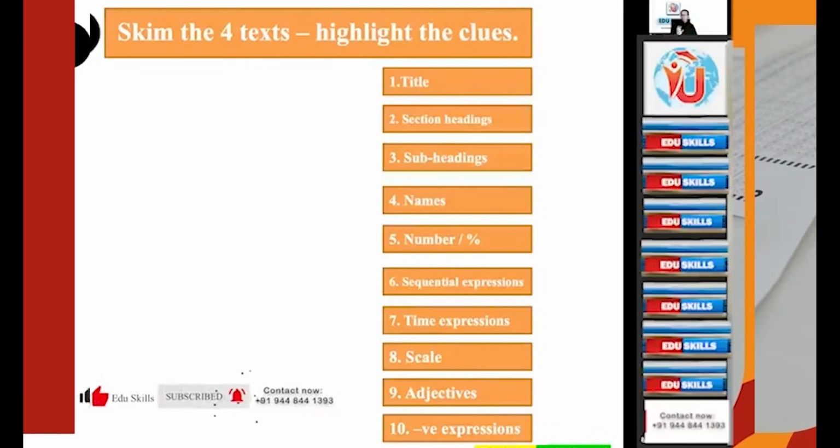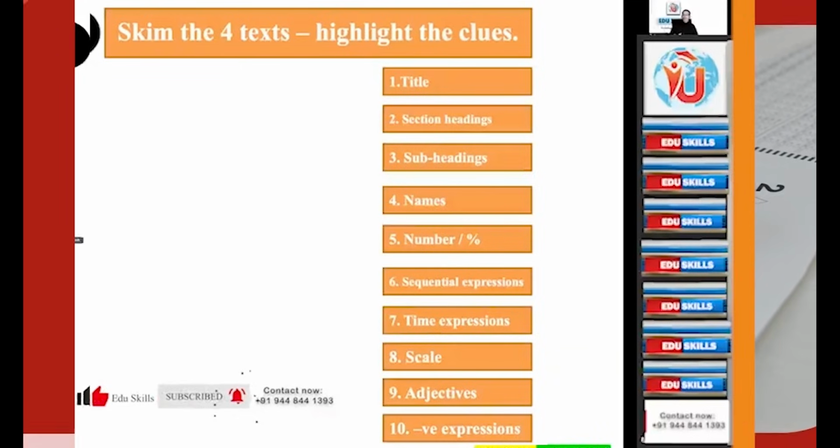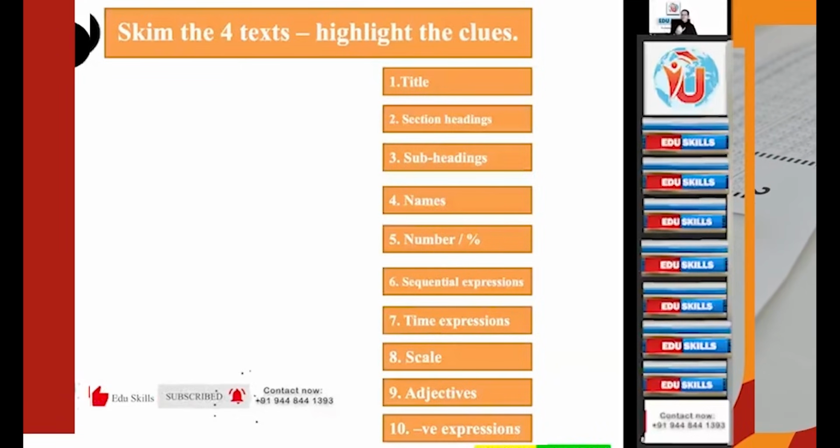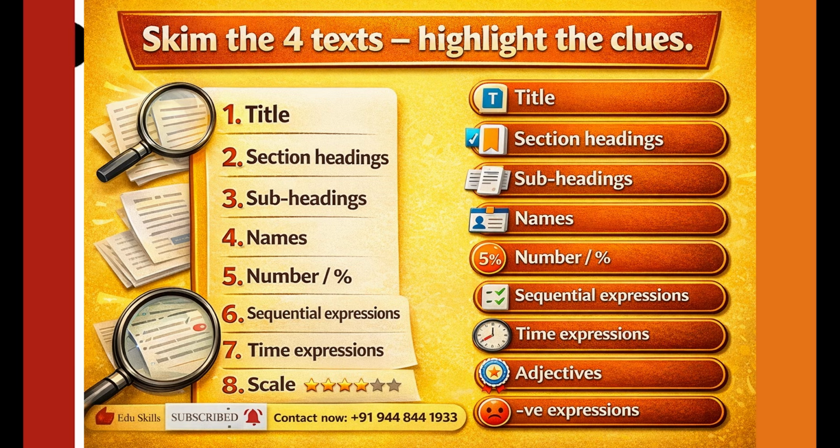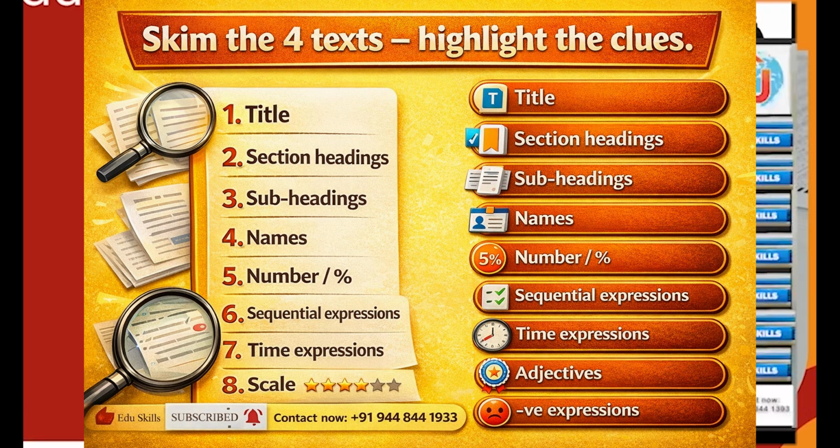You underline those things. Then if there are names of medicine or some organ or instrument or test or therapy, some virus, some medication, identify the names. Then identify or highlight the number or percentage. Then go into the sequential expression, time expressions, scale, adjectives, negative expressions. For your skimming purpose, these will be the major things you have to look into. I have taken a very familiar text because we need a familiar text to do the analysis. Otherwise, you may not understand the meaning and the connotations.